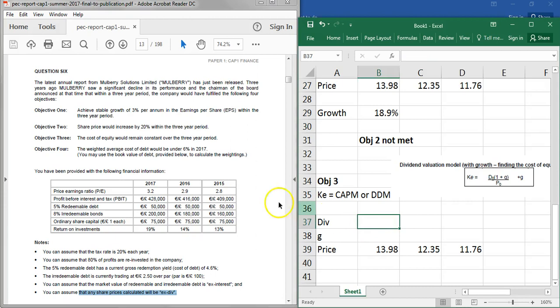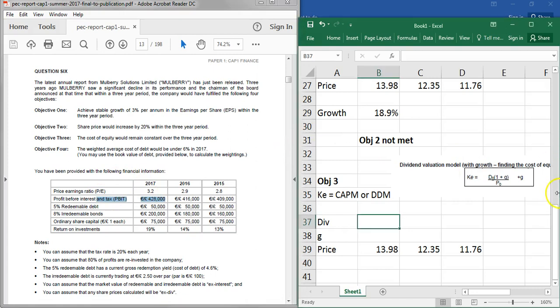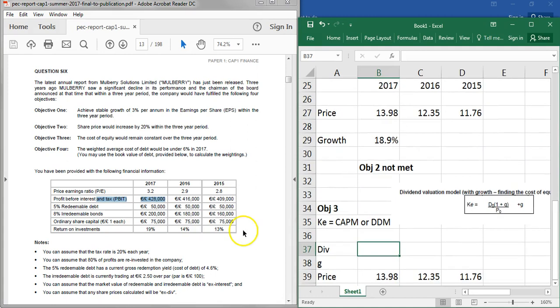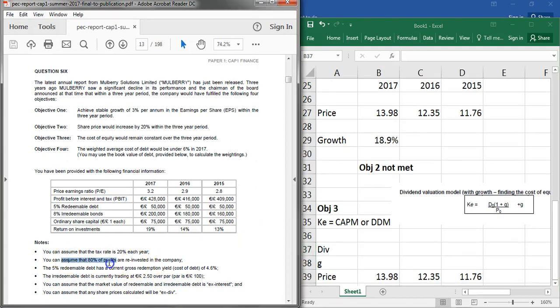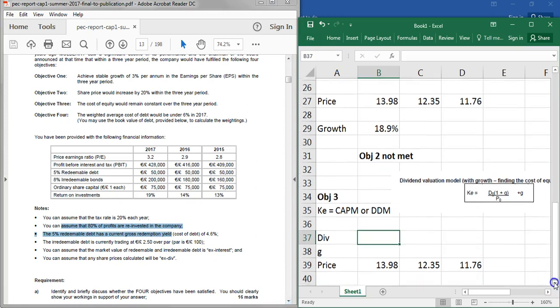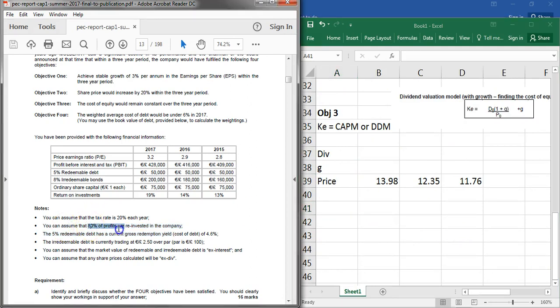Next thing is we need to calculate the dividend. So how are we going to calculate the dividend? Are we told anything? Well, we know profit before interest and tax. We have profit after tax up here. We've calculated as well. And what we're told is you can assume 80% of profits are reinvested. Again, a very applied style way of telling you what's going on. So that is the retention ratio. So you're told the retention ratio is 80%.